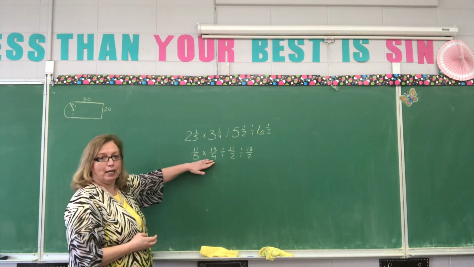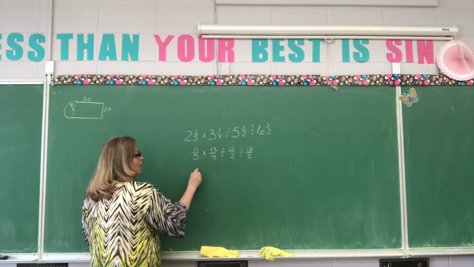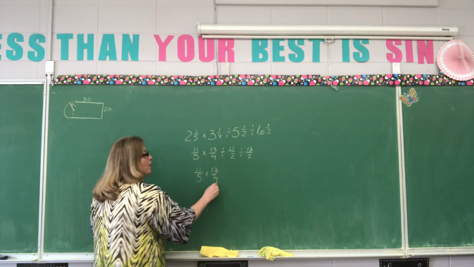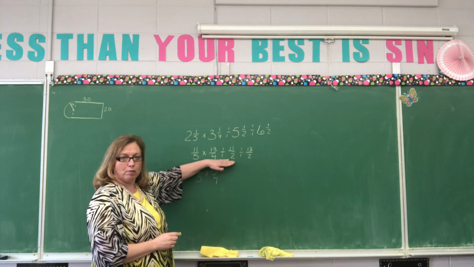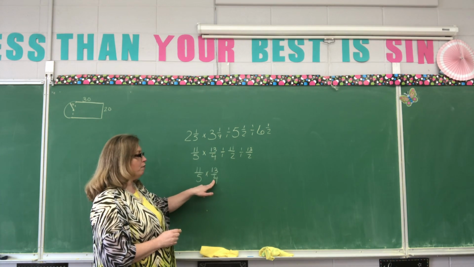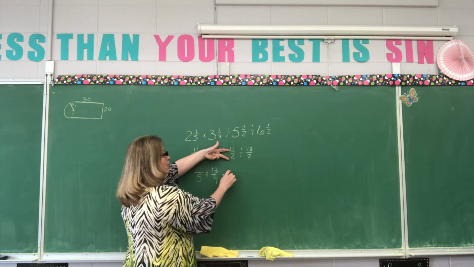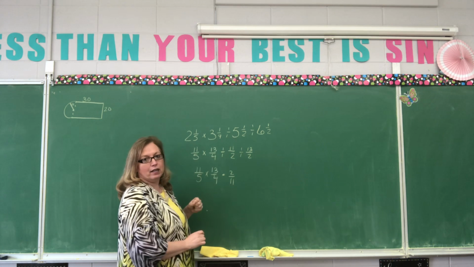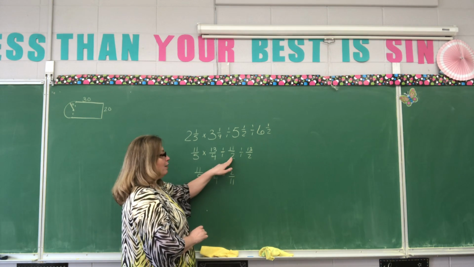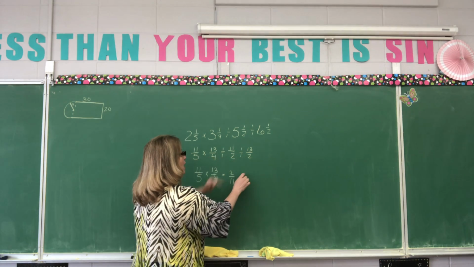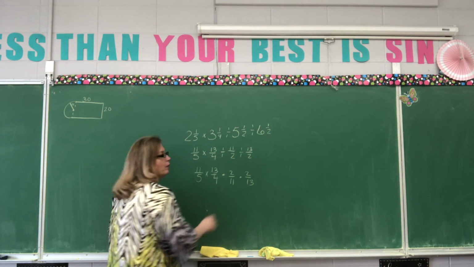Now what do we do? Well, this is a multiplication problem. So we're just going to write it down. 11 over 5 times 13 over 4. But this is a division problem. So I'm going to keep my 13 over 4, change my sign, and flip my second number. Now, this is a division problem, so keep the first one, change your sign, and flip the second one.